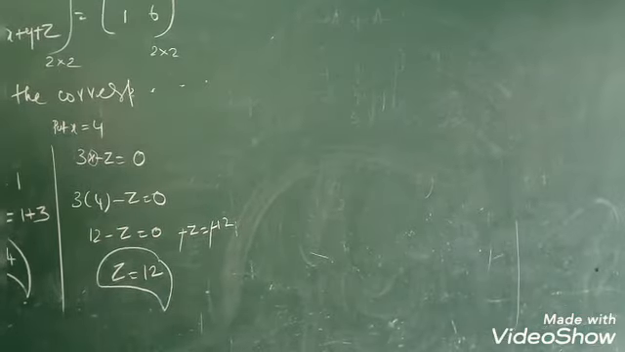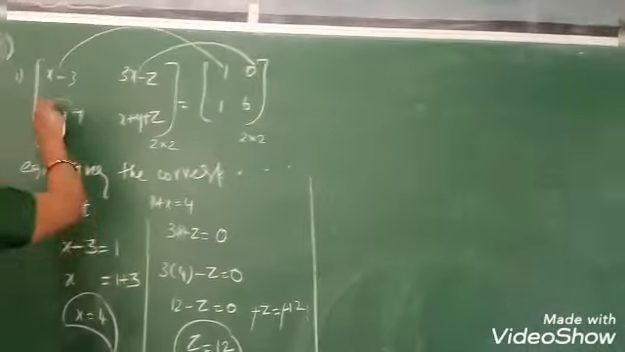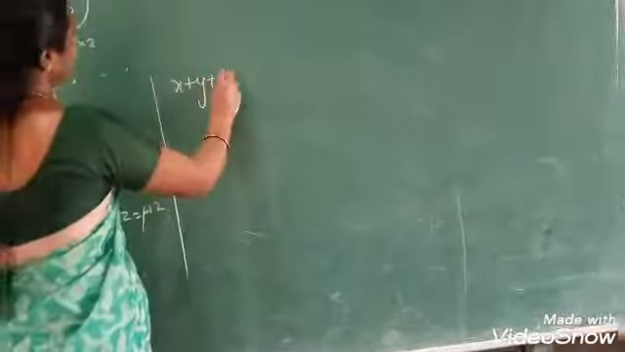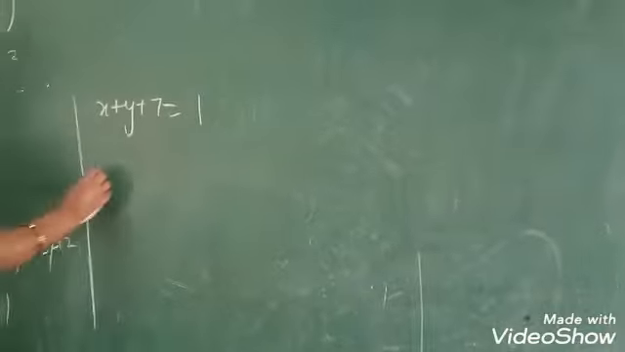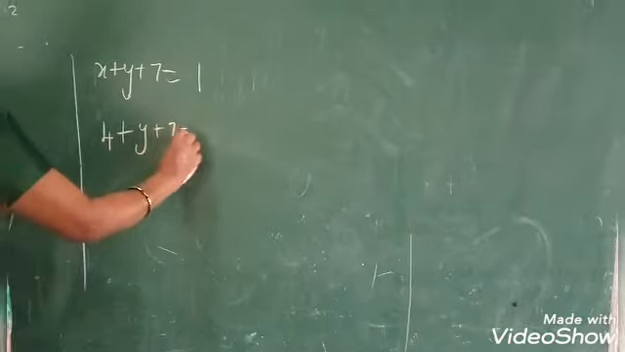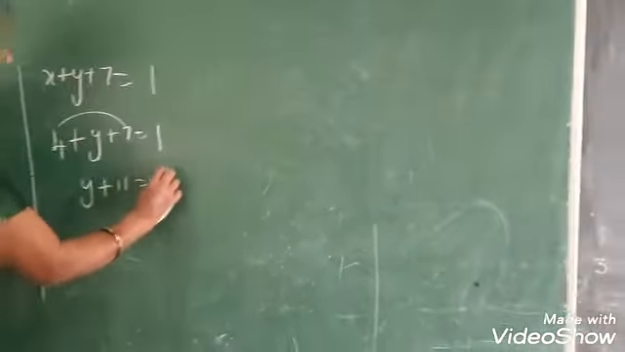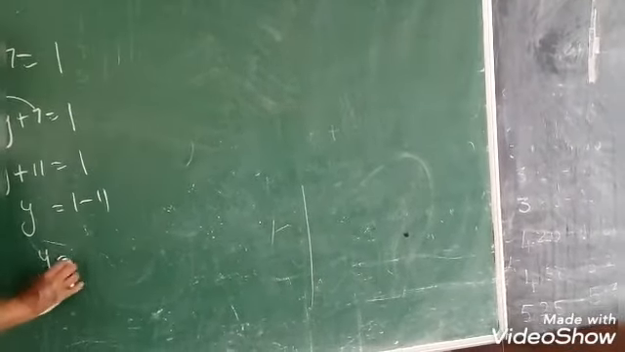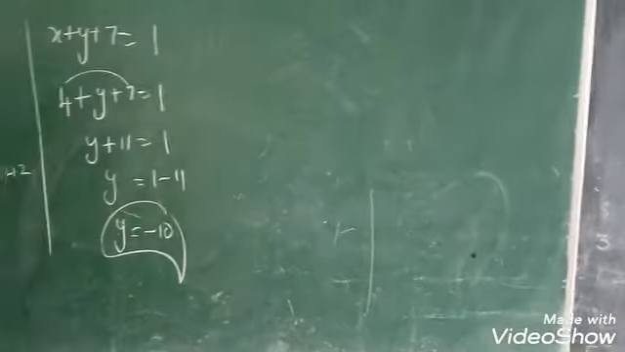Now we need the y value. So what is the equation we want to substitute here? The third element, here also the third element. Now x plus y plus 7 is equal to 1. What is the value of x already found? Yes, 4. Now instead of x you have to put 4. Then y plus 7 plus 4, that is 11 on the left hand side, and on the right hand side 1 is there. So you simplify and you get y is equal to minus 10. Okay, girls?